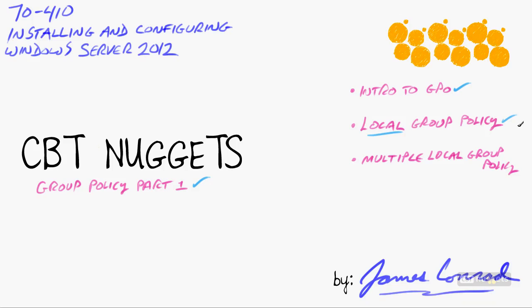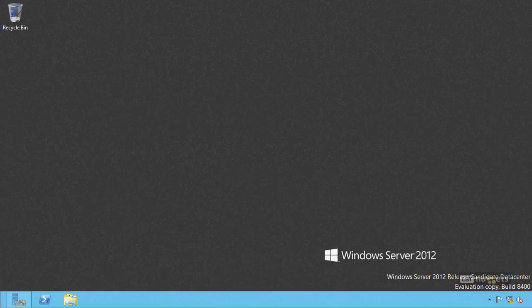One of the other things we'll take a look at, which is only available in the more recent versions of Windows, is something called multiple local group policy. Whereas we used to have only a single policy we could use on a local machine, now you can actually use more than one to make specific types of exceptions.